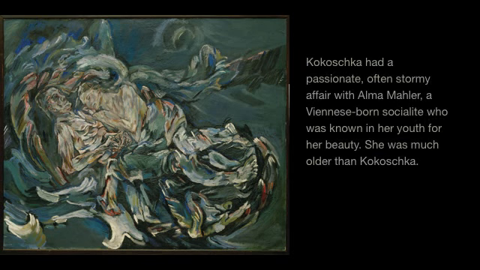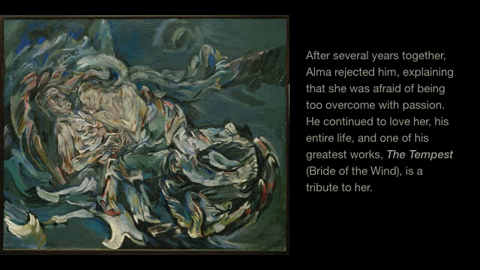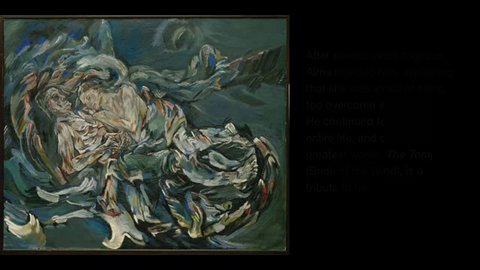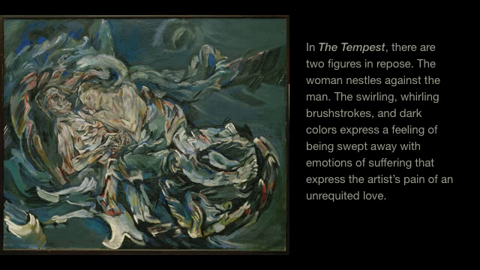Kokoschka had a passionate, often stormy affair with Alma Mahler, a Viennese-born socialite who was known in her youth for her beauty. She was much older than Kokoschka. After several years together, Alma rejected him, explaining that she was afraid of being too overcome with passion. He continued to love her, however, his entire life, and one of his greatest works, The Tempest, or sometimes called The Bride of the Wind, is a tribute to her. In The Tempest, there are two figures in repose. The woman nestles against the man. The swirling, whirling brushstrokes and the dark colors express a feeling of being swept away with emotions of suffering that express the artist's pain of an unrequited love.